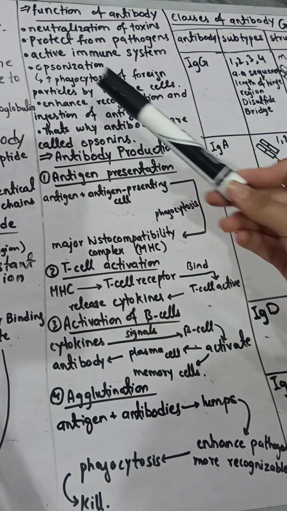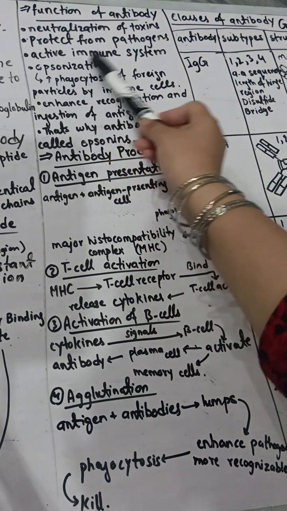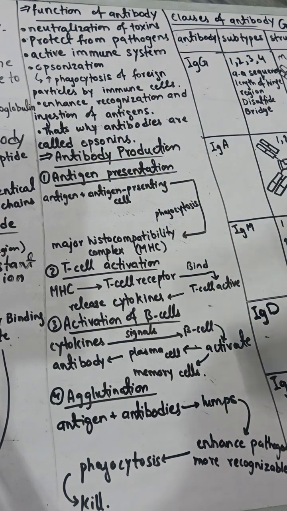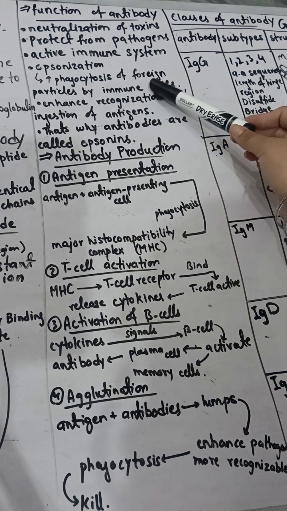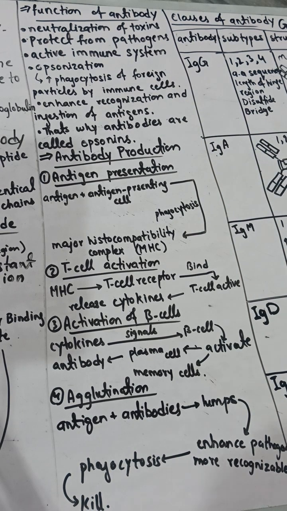The last function of antibodies, which may be a new concept to you, and one of the most important, is opsonization. So what is it? It means an increase in the phagocytosis of foreign particles by the immune cells, meaning the immune cells already present in your body, like neutrophils, basophils, macrophages and monocytes. Antibodies activate and stimulate them when a foreign particle enters your body.